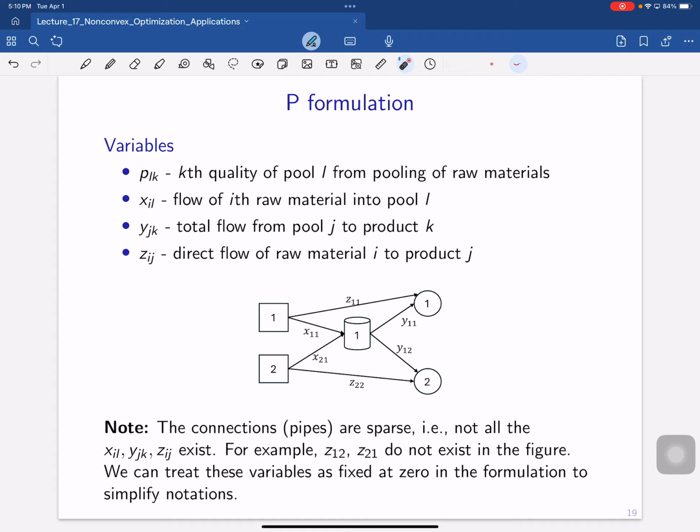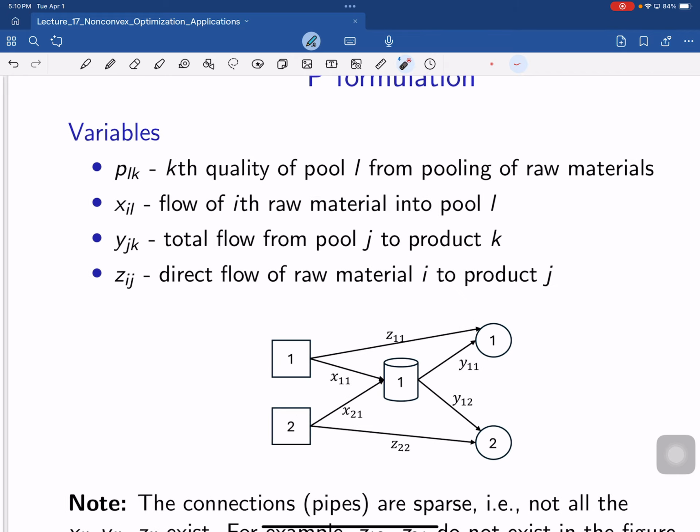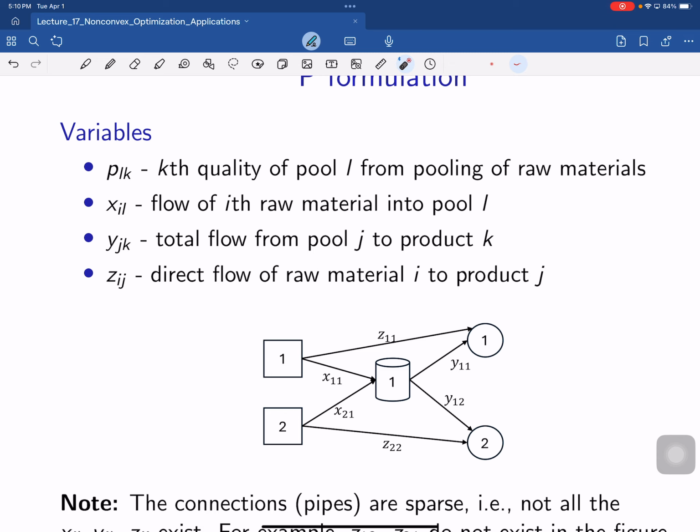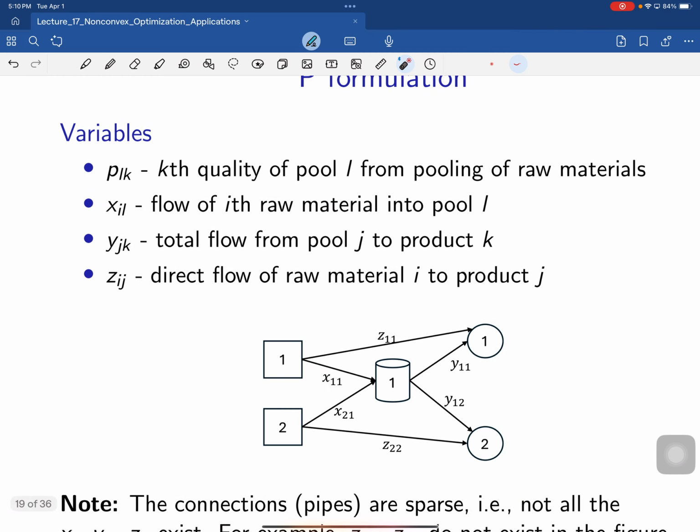So here, if you look at this picture, that basically represents all the variables we will define here. Right? So this is a tripartite graph and a network flow problem. Therefore, we define these x, y, and z variables to represent the flows. So x represents the flows from raw materials to the blending tanks. So x11 is the flow from raw material 1 to blending tank 1. x21 is raw material 2 to blending tank 1.